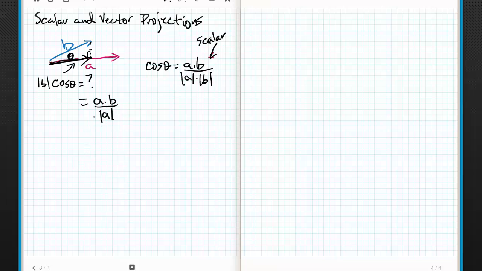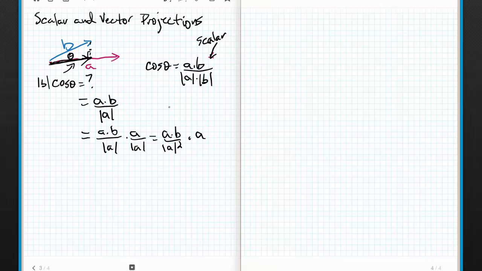So think about how I would do that. I would simply take the scalar value, which is A dot B over the magnitude of A, and then multiply it by the unit vector of A in the same direction as A. And we know how to do that. That's just A over the magnitude of A. Now we have to be really careful here. I'm going to clean this up. I'm going to turn it into A dot B over the magnitude of A squared times A.